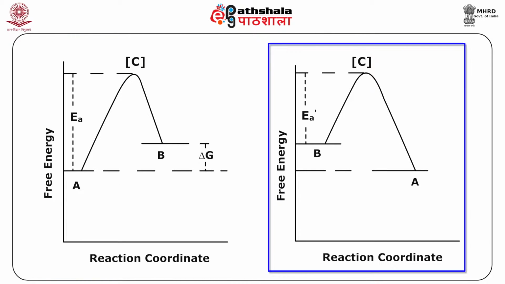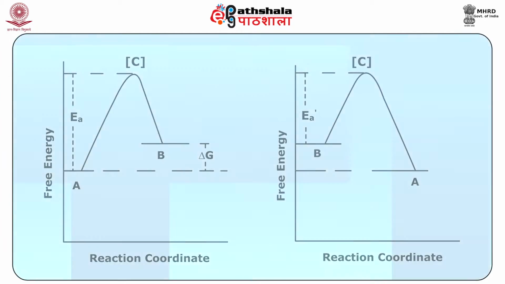While in the second diagram you can see the reaction is going from B to A, and the free energy of A is lower than the free energy of B. Here B is a reactant, and therefore reaction from B to A is feasible, that is spontaneous, because free energy change of the system is negative.